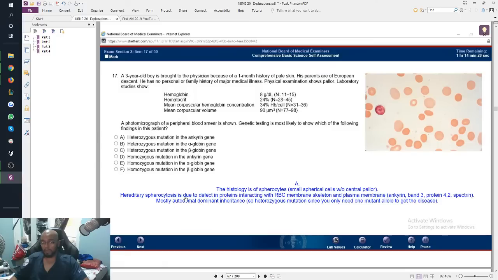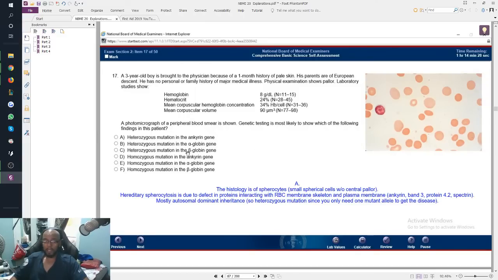Hereditary spherocytosis is due to defect in proteins interacting with red blood cell membrane skeleton and plasma membrane. So ankyrin, band 3, protein 4.2, or spectrin. Mostly autosomal dominant inheritance, so heterozygous mutations, since you only need 1 mutant allele to get the disease. So heterozygous mutation in the ankyrin gene and you'd be done. Which of the following is most likely? Could it be a homozygous mutation in ankyrin gene? Maybe, but he has no personal or family history, so I don't see how he would have homozygous mutation. Most likely a heterozygous mutation.